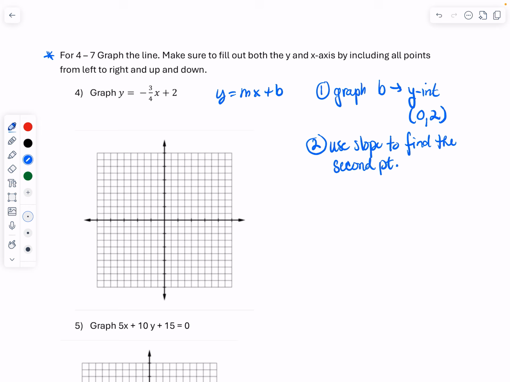So the slope is negative 3 over 4, and I put the negative up in the numerator. So remember that slope is rise over run. So I'm going to go down 3 units because it's negative, and then I'm going to go over to the right 4 units because the 4 is positive. Okay, being that said, I have to drop 3 from (0, 2), and over 4. So I'm going to go 4 units in every direction.